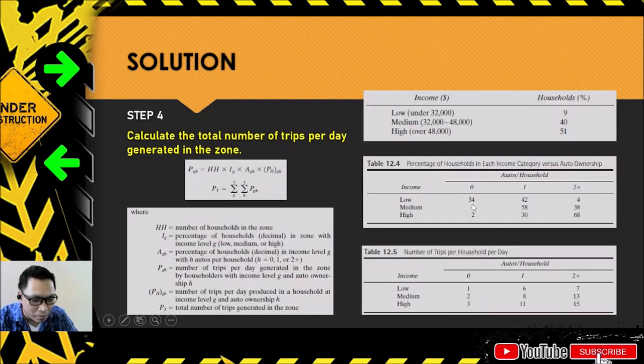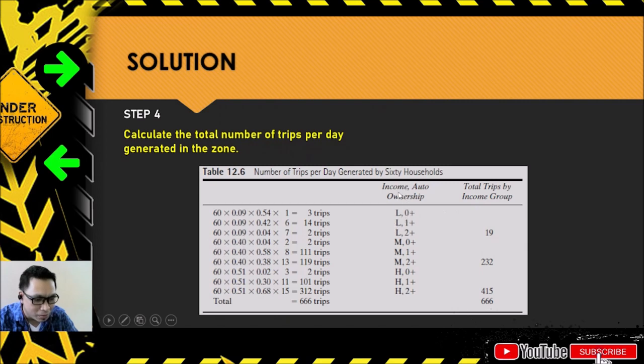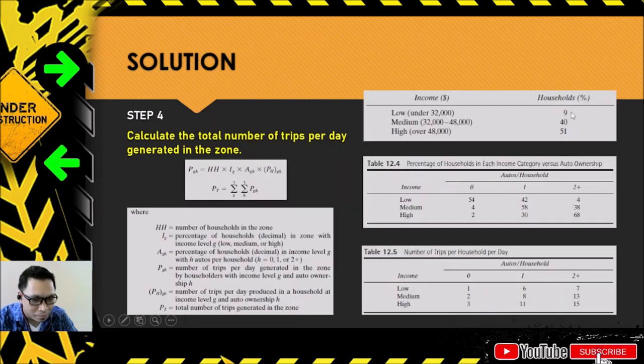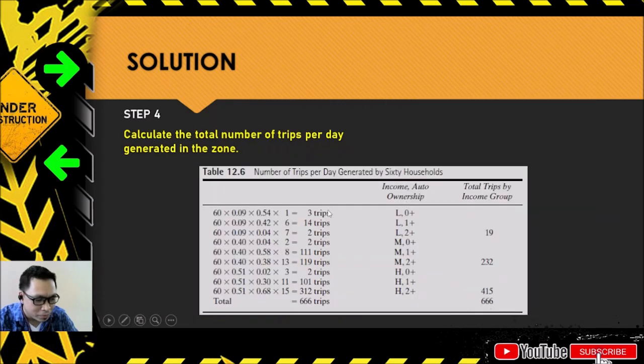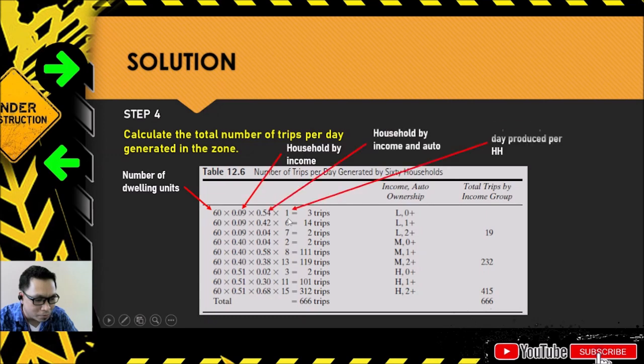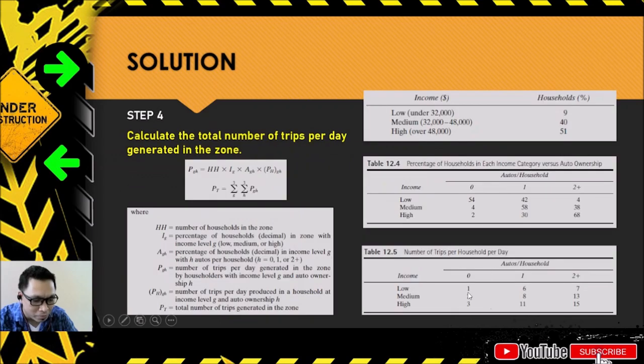So this comes from this data. 0.54 for low income, with 0 autos. If you look at the class, income and auto ownership, L means low income, then 0 auto ownership. So for low income, the household percentage is 9%. Then the number of autos is 0, so we have 0.54. Then the 1, where does it come from? This is trips made per day produced per household. Where does it come from? From here: the number of trips per household per day, 1.